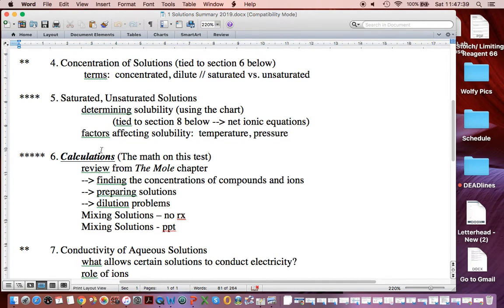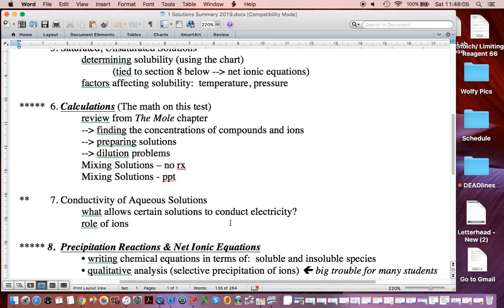So roughly half the test will be on calculations. It'll be simple stuff going back to the mole, the n equals CV things, and dilution questions. And then we will look at more exotic things: mixing solutions with no reaction and figuring out the concentration of all the ions, and mixing solutions getting a precipitate and figuring out the mass of the precipitate using a bit of stoich, and also possibly finding the concentration of the background ions, the spectators.